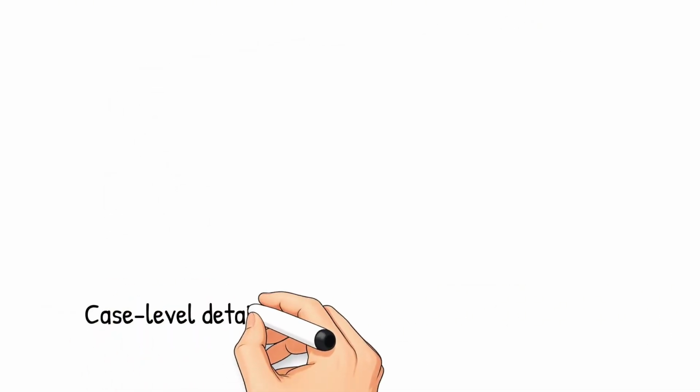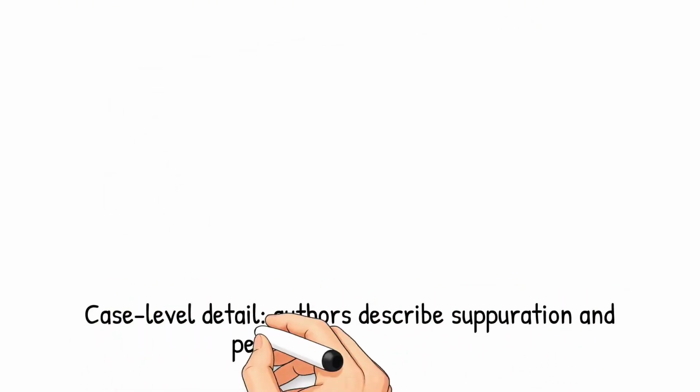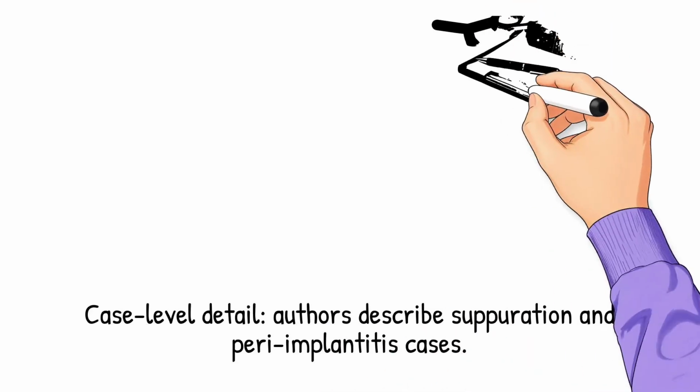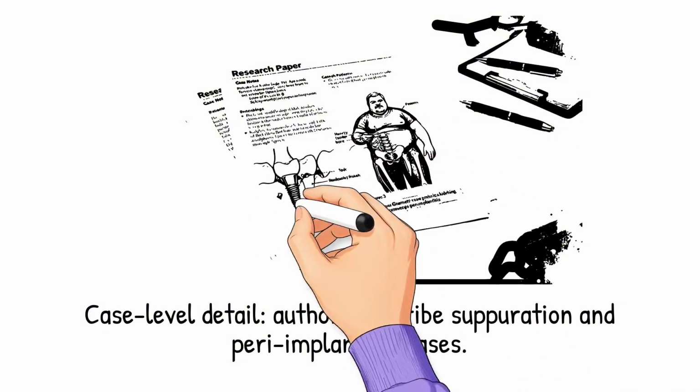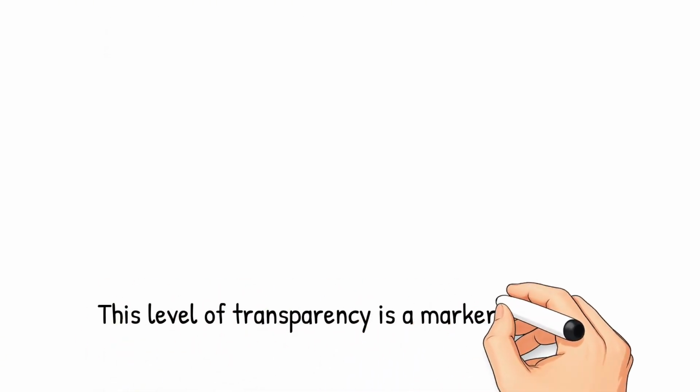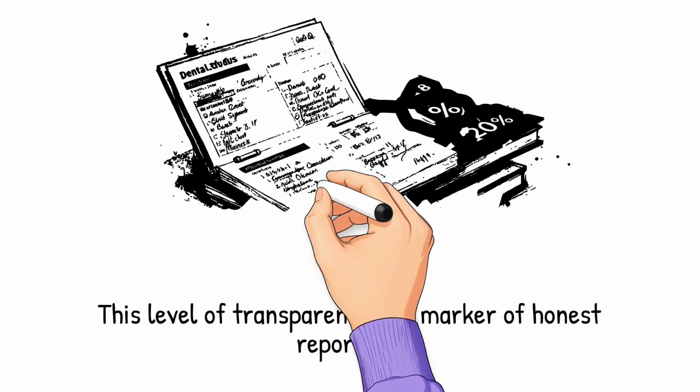But notice the case-level detail. The authors described the 2 suppuration cases by name, including that one patient was a heavy smoker with severe bone loss, with photographs in figures 2 and 3. They trace one peri-implantitis case directly to excess cement during the restoration. This level of detail, shown rather than smoothed into a single percentage, is a marker of honest reporting that many studies skip.